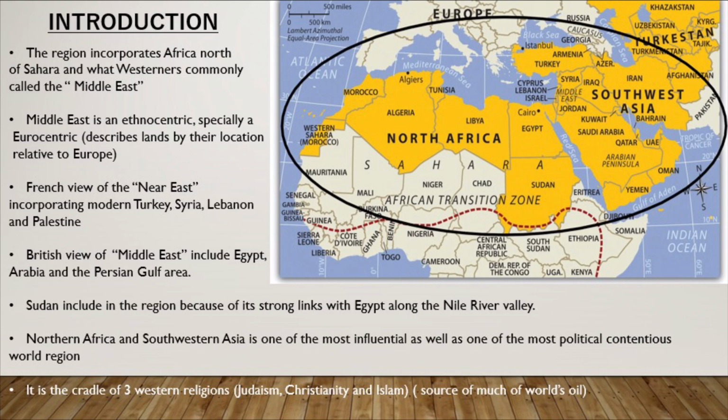call the Middle East. The term Middle East is an ethnocentric, specifically a Eurocentric, term that describes lands by their location relative to Europe. The term originated from an early 1900s French view of the Near East, incorporating modern Turkey, Syria, Lebanon, and Palestine, and the British concept of the Middle East that included Egypt, Arabia, and the Persian Gulf area. Sudan is included in the region because of its strong link with Egypt along the Nile River Valley.